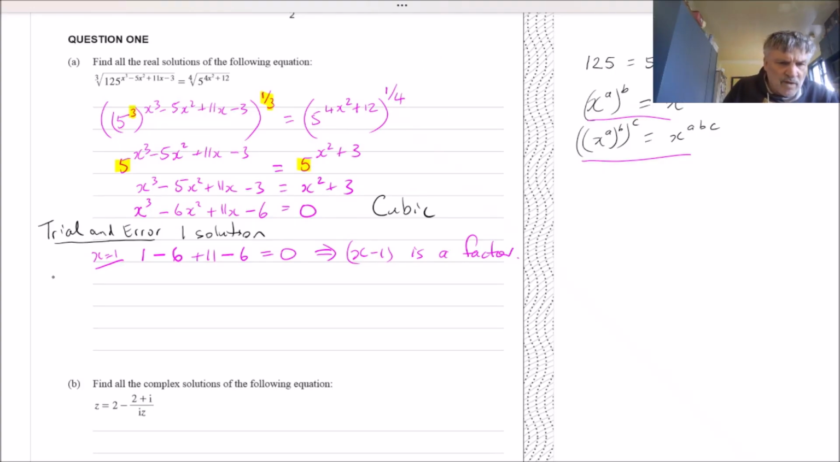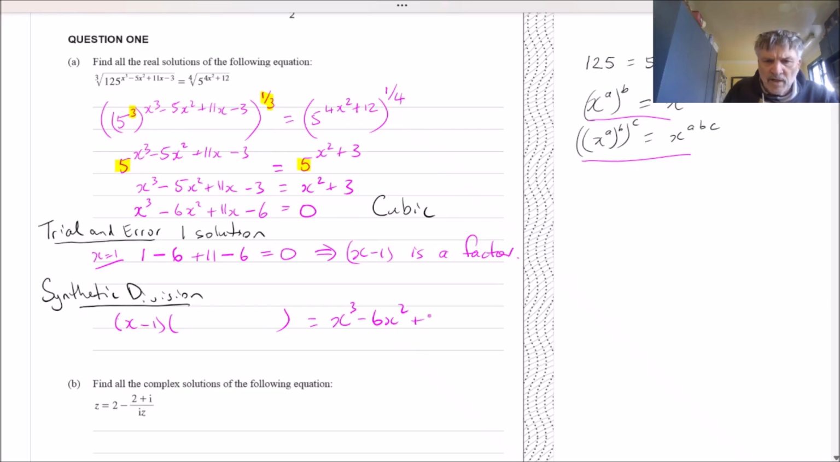I reckon the easiest way from here is sometimes called synthetic division. You can do a long division if you want. What that works like is we've got x minus 1 as a factor, and we want to build up another factor that's going to be a quadratic factor, and we need that to be equal to x cubed minus 6x squared plus 11x minus 6. So we need x times something to give us x cubed, and that clearly has to be x squared, so we need an x squared term there. But as soon as we put that in, we've now got minus x squared.